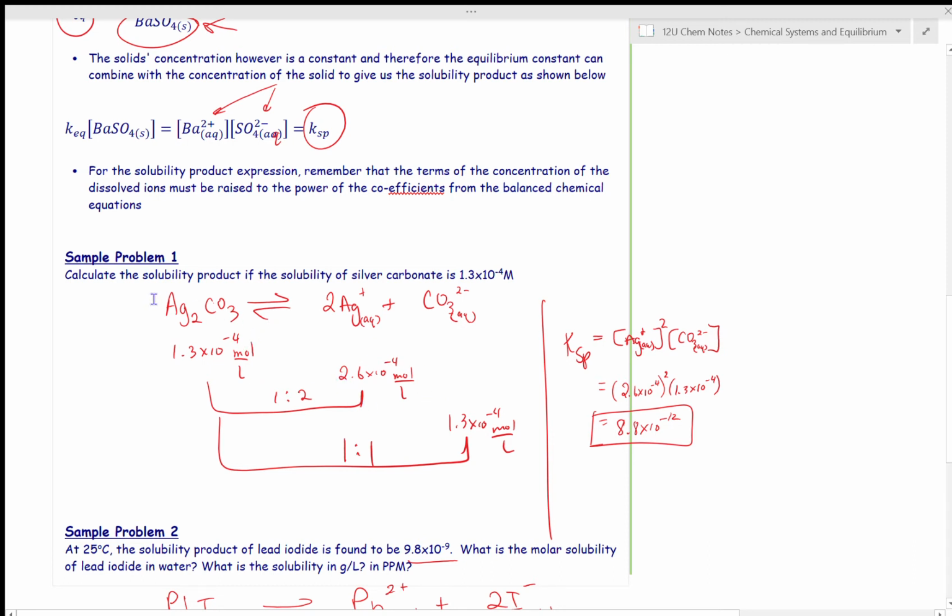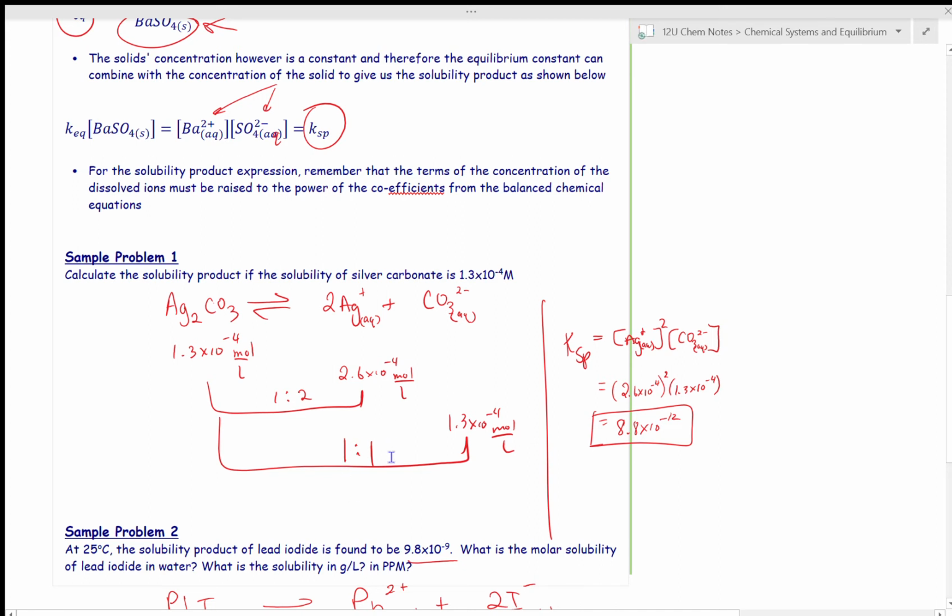So notice that there is a 1 to 2 ratio for silver ions. Every time one of these particles dissolves, I get 2 silvers and 1 carbonate. So for every one of these that's dissolved, I get 2 of this silver, and so I have a concentration of 2.6 times 10 to the minus 4 moles per liter. You'll also notice that it's a 1-to-1 ratio between the silver carbonate and the carbonate ion.